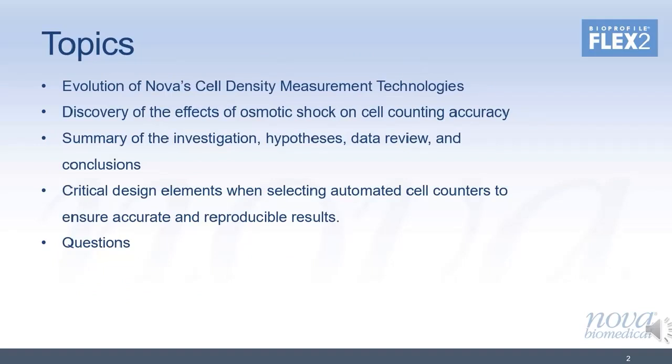The agenda for today is as follows. First, we will discuss the evolution of Nova's bioprofile products as it pertains to cell counting technologies. Then we will discuss how we uncovered the issue that we're going to outline today, which is specifically the effects of osmotic shock due to manual sample pre-dilutions and the impact that that procedure has on cell count accuracy. I'll summarize the year of extensive investigation and the steps we took to test and confirm our theories. Finally, I'll summarize the critical design elements that you should consider when selecting automated cell counters for your laboratory to ensure accurate and reproducible cell counts. Finally, I will answer as many questions as I can in the remaining time.